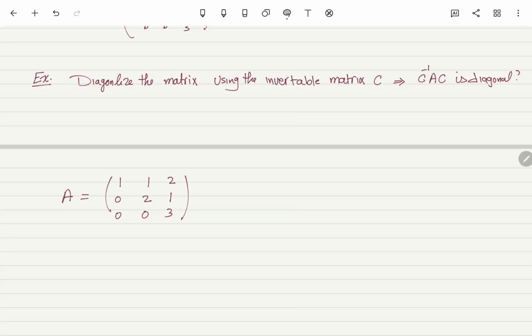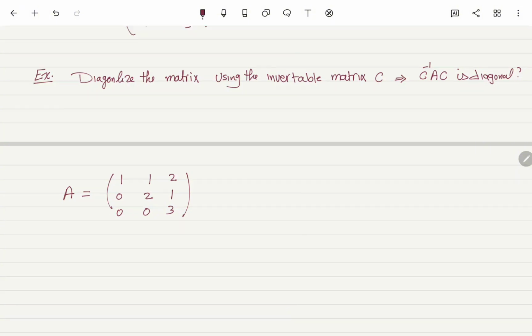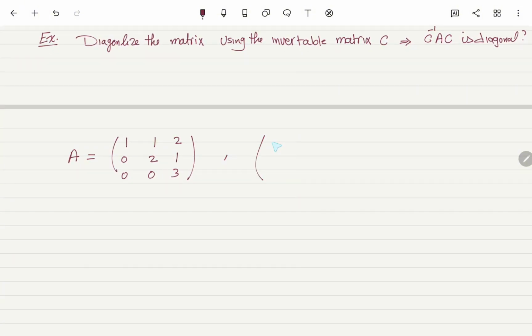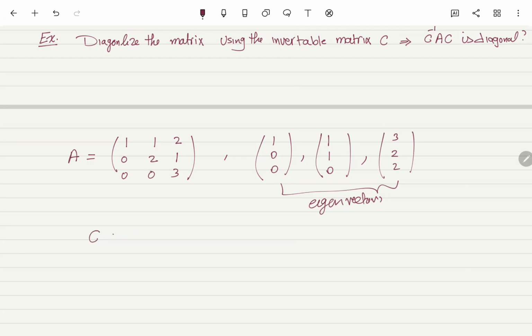Diagonalize the matrix using the invertible matrix C in such a way that C inverse AC is diagonal. So for this matrix, we just find the eigenvalues and eigenvectors. The eigenvalues, remember, are 1, 2, 3, and the eigenvectors are 1, 0, 0, 1, 1, 0, and 3, 2, 2. We just solved them in the previous example. So C is the matrix of the eigenvectors, which is 1, 0, 0, 1, 1, 0, 3, 2, 2.